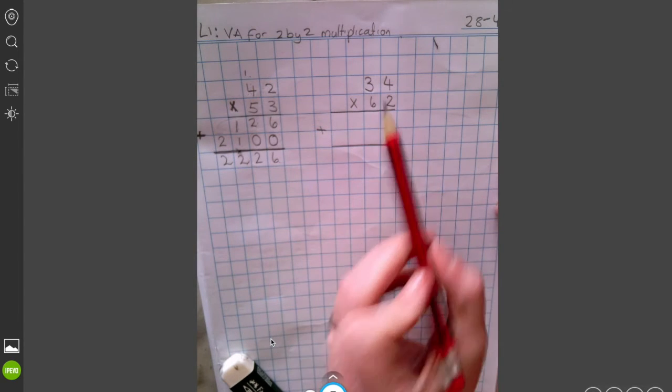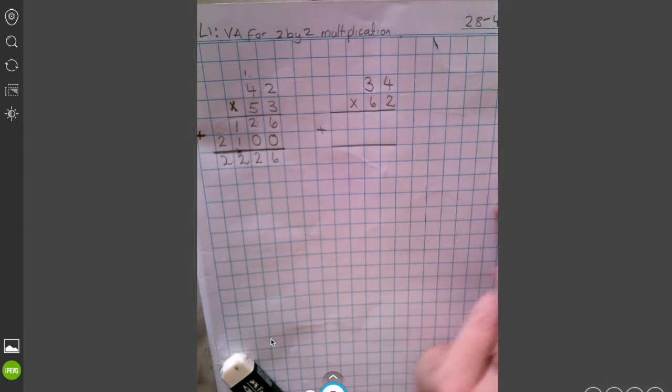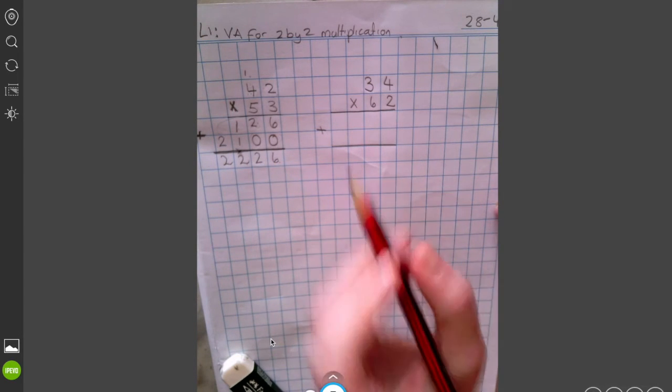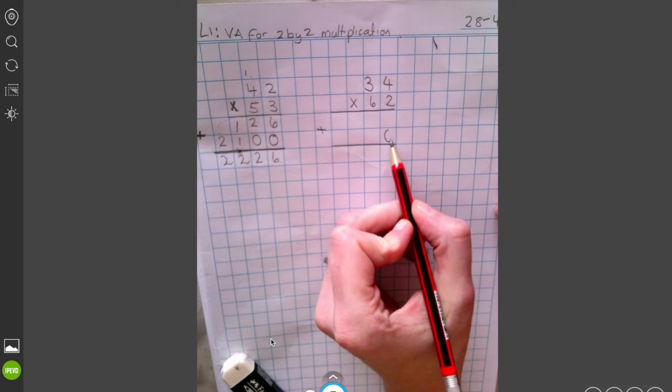So I've set my multiplication up as I should, but I've forgotten something. Can you remember what I have forgotten to write? If you said the 0 in the ones place right here, you would be correct. So make sure before you have a go, you've got it all set up ready to go like that so you don't forget any of the steps.